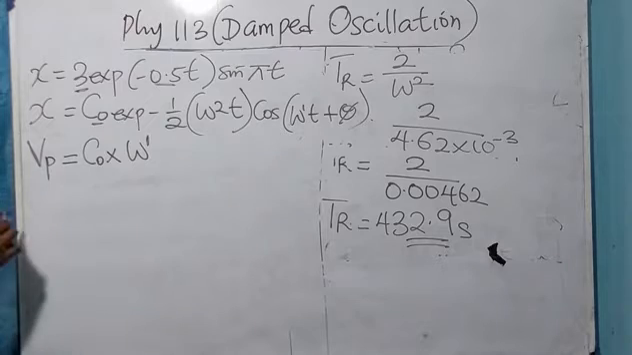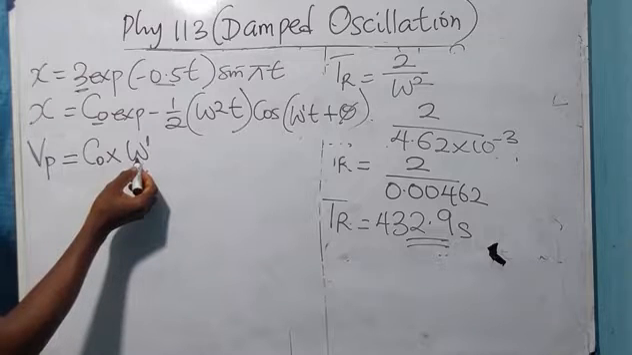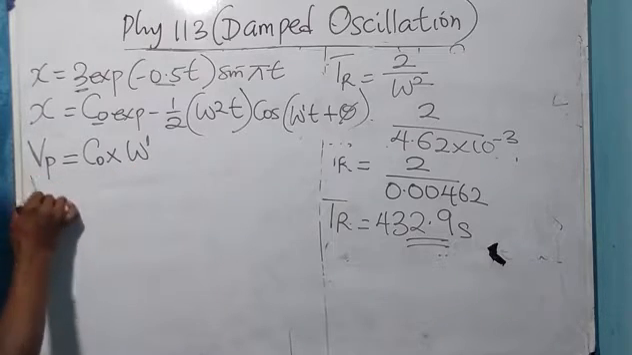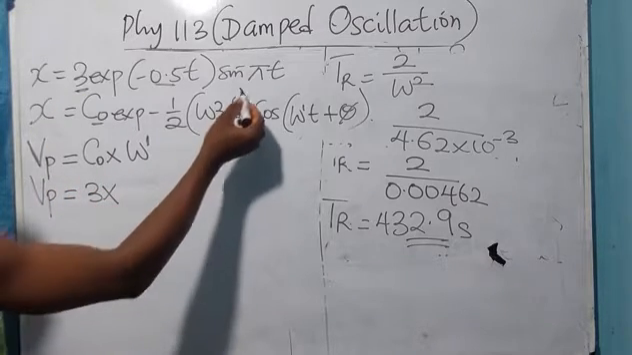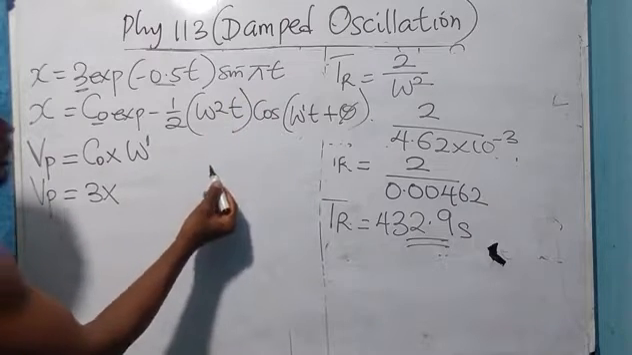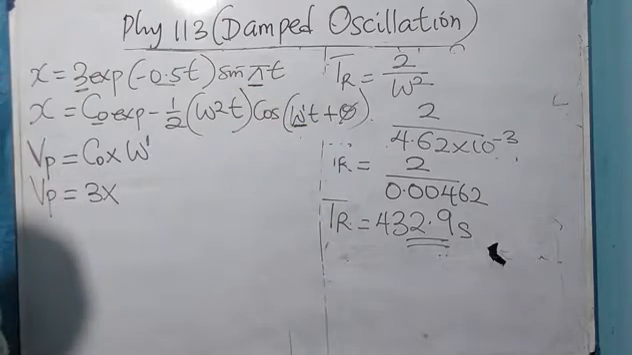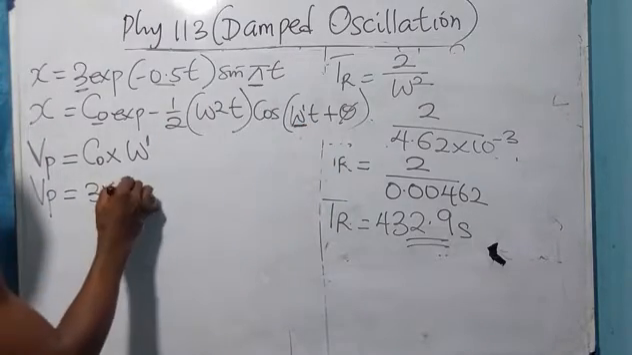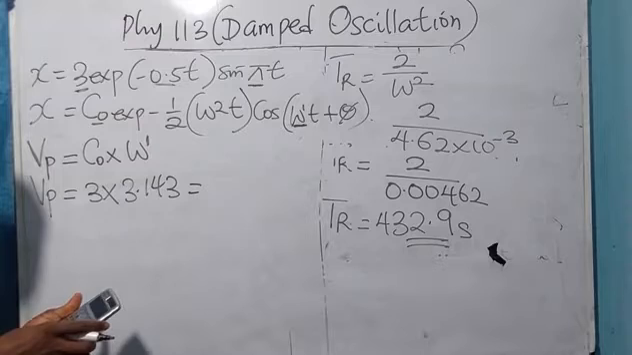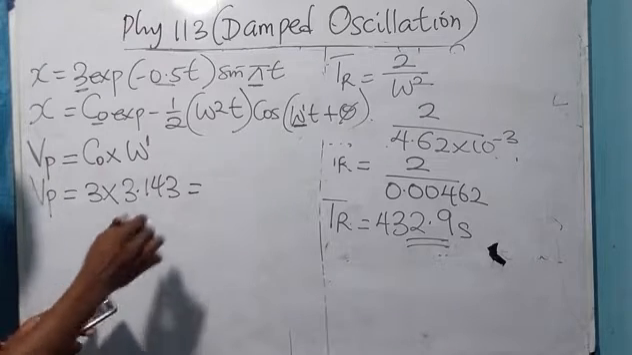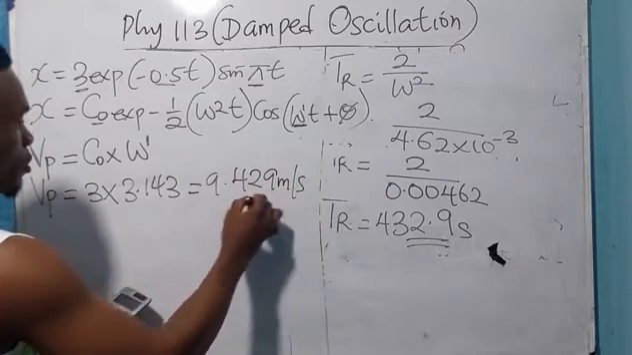To calculate the particle velocity, you say amplitude times the angular frequency. Now which means that the particle velocity is equals 3 times pi. Comparing it, you observe that this angular frequency has been occupied by pi, and pi is 3.143. So what do you now have? 3 times 3.143 equals 9.429 meter per second.